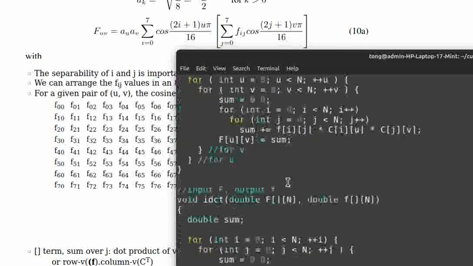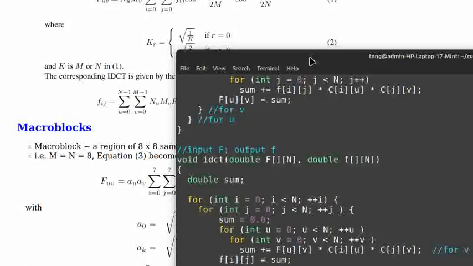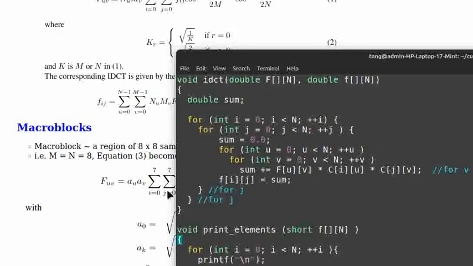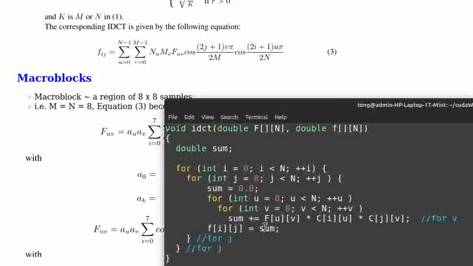And the IDCT again is straightforward. We basically use this formula to do the calculation, this formula to do the IDCT. This is CJV, this is CIU, and then the AU and AV have been absorbed in these C coefficients, and times FUV. So we get Fij, very straightforward.